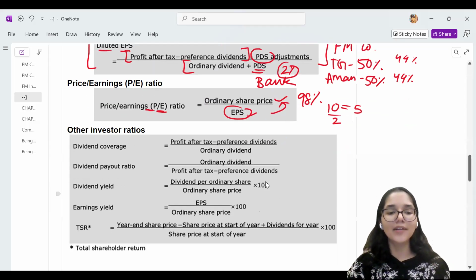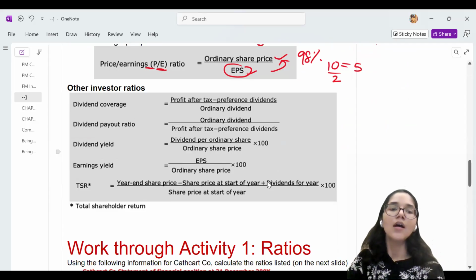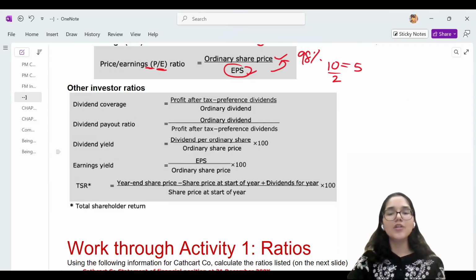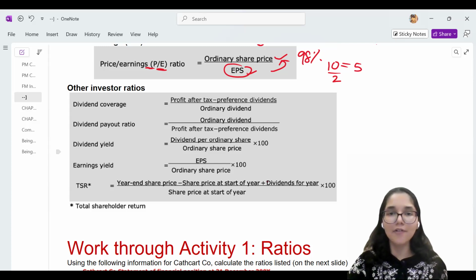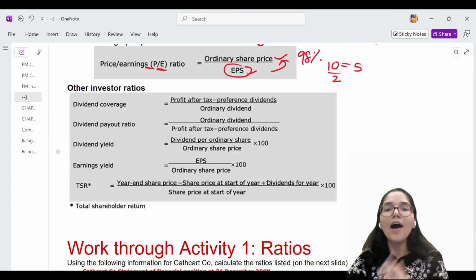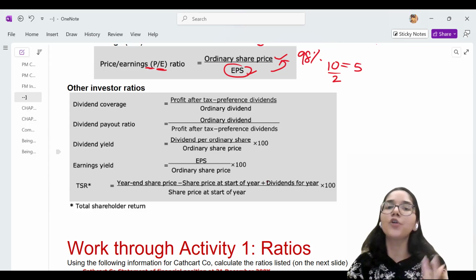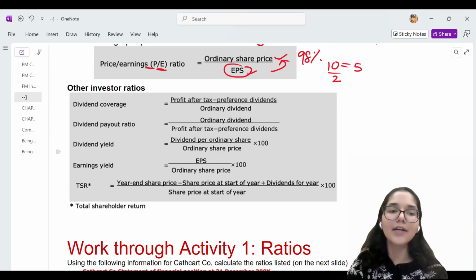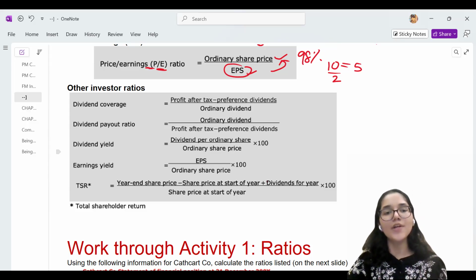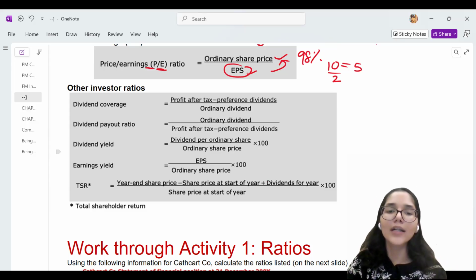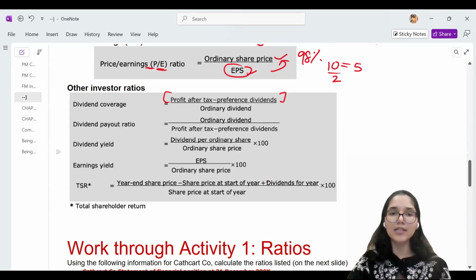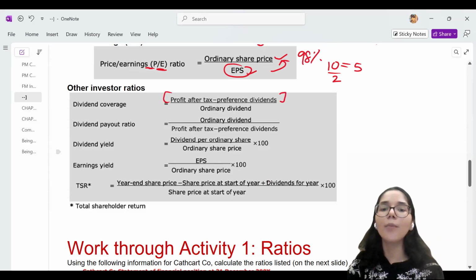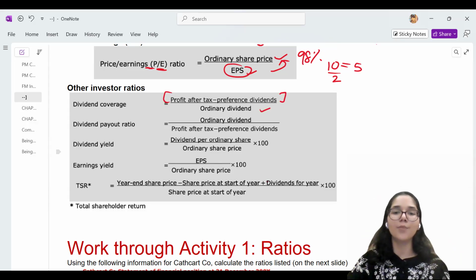Then you have some other investor ratios also. First is the dividend coverage ratio. Like how we had the interest cover ratio, what did the interest cover ratio measure? It was measuring how many times the company can afford to pay the interest. So here in dividend coverage ratio, we will also measure how many times the company can afford to pay the dividend. So what is the money left for paying the dividend for the equity shareholders? That is your numerator. Denominator is the amount of dividend that you're supposed to pay.